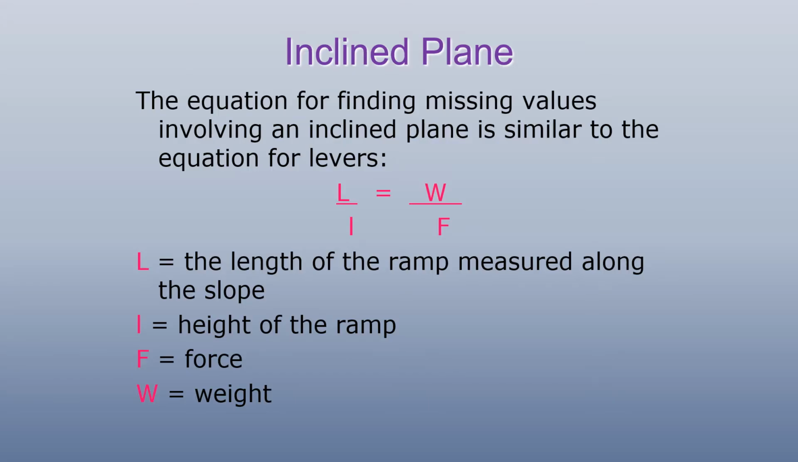The equation for finding the missing values involving an inclined plane is similar to the equation for levers. It is capital L over little l equals W over F, where capital L is the length of the ramp measured along the slope, little l is the height of the ramp, F is again the force, and W is again the weight.